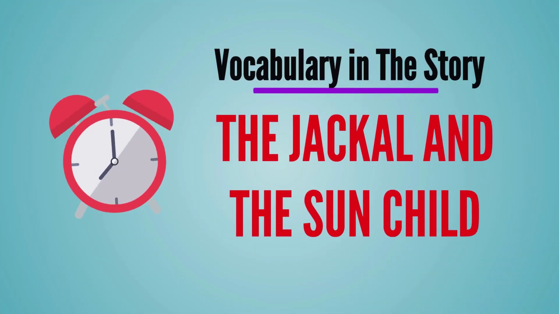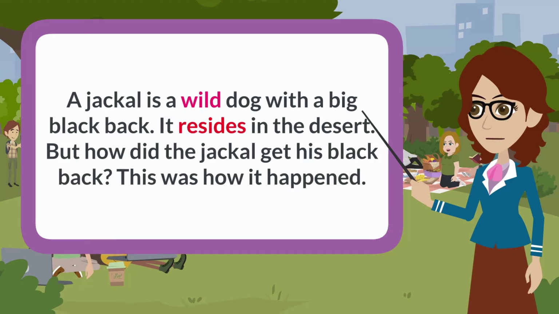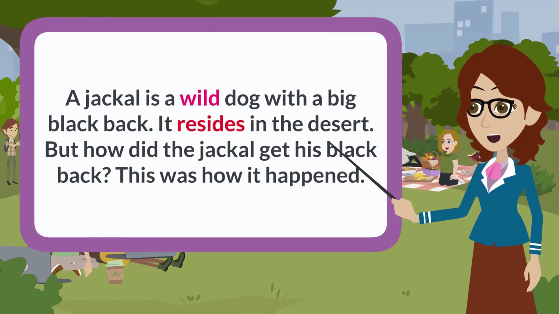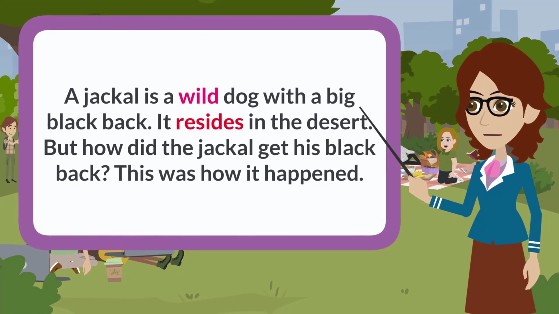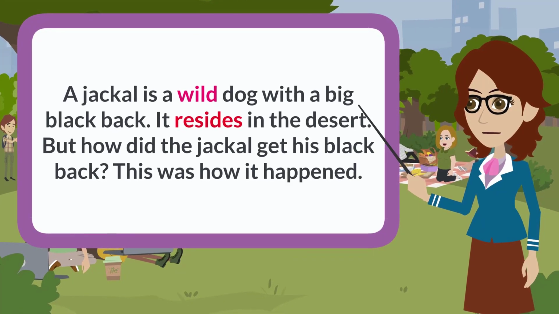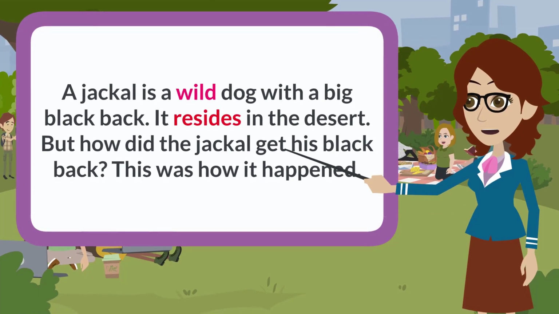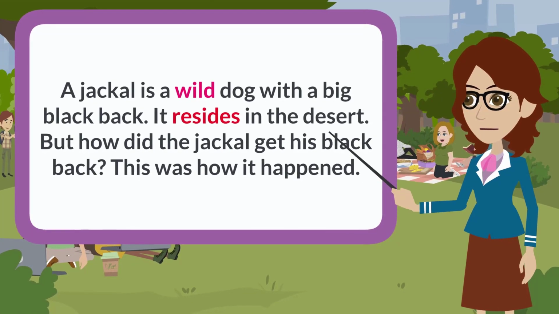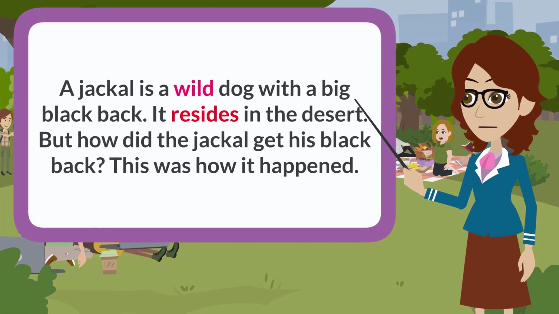The Jackal and the Sun Child. A jackal is a wild dog with a big black back. It resides in the desert. But how did the jackal get his black back? This was how it happened.